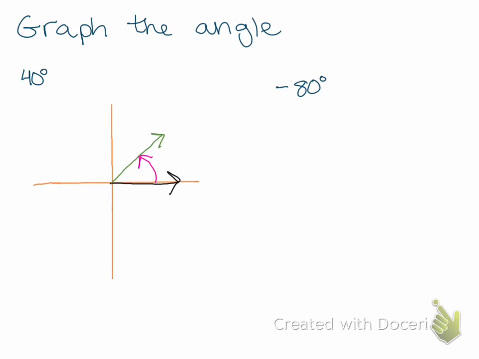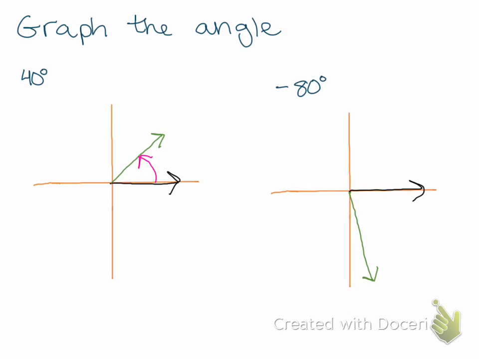Let's do negative 80. Alright, draw the x and y axis. Do your initial side on the positive x-axis. Negative 80. That's really close to negative 90, and negative 90 is one quadrant. Negative 80 is really close to that. So I'm going to draw it somewhere around here.